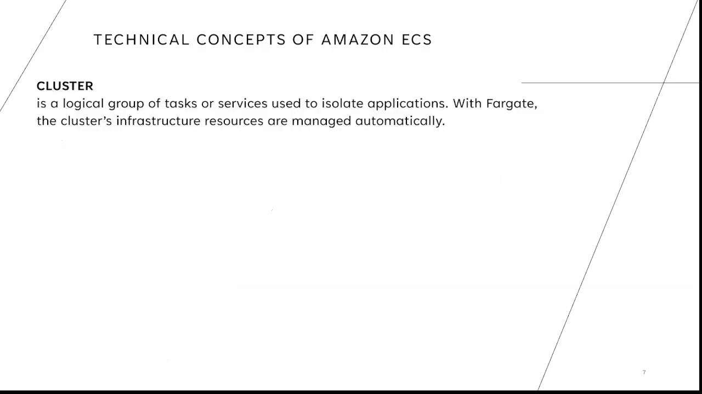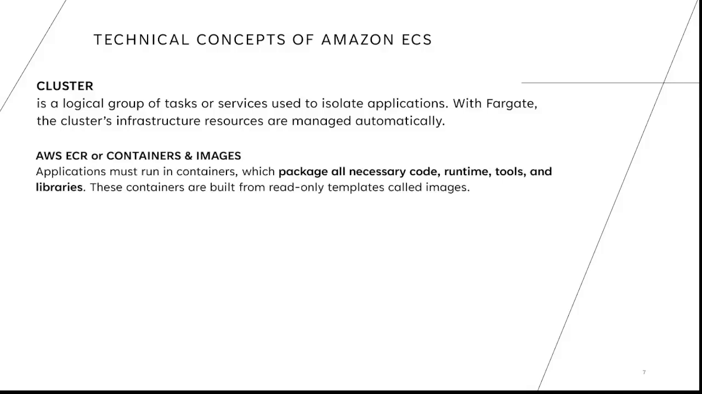So first, the cluster is a logical group of tasks or services used to isolate applications, and we have Fargate, where the cluster's infrastructure resources are managed automatically. ECS serves as a foundation for running containerized workloads, organizing and managing tasks and services within a defined environment. That's the first one, the cluster. Then the second is the container, which we discussed earlier.